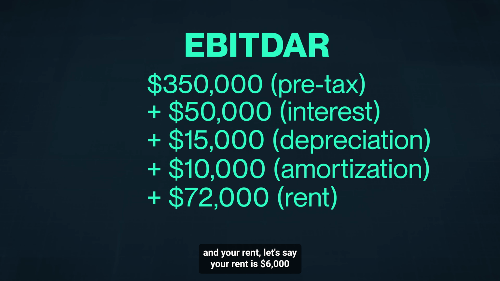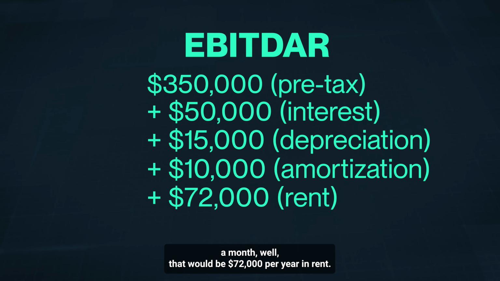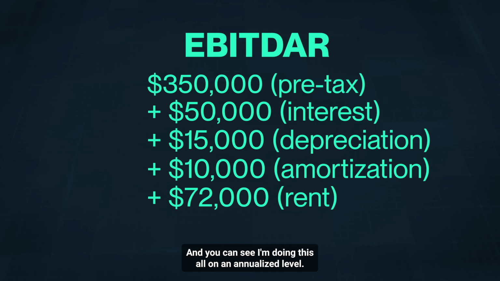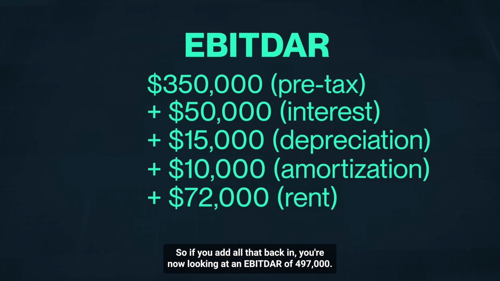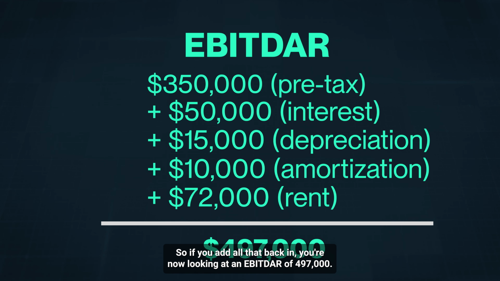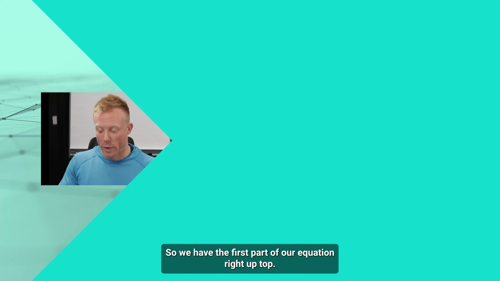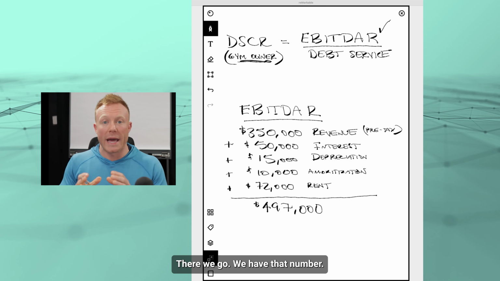Let's say your rent is $6,000 a month. Well, that would be $72,000 per year in rent. And you can see I'm doing this all on an annualized level. So if you add all that back in, you're now looking at an EBITDAR of $497,000. So we have the first part of our equation. Right up top, there we go, we have that number.